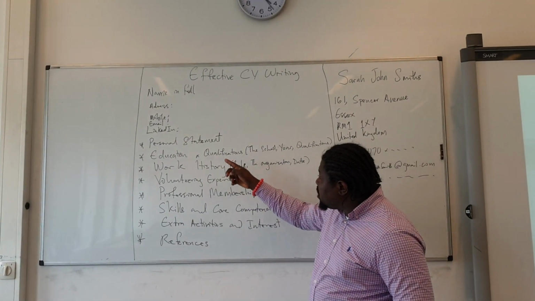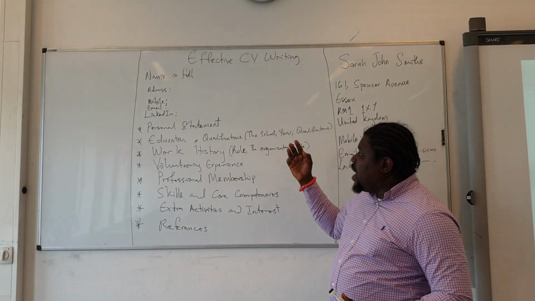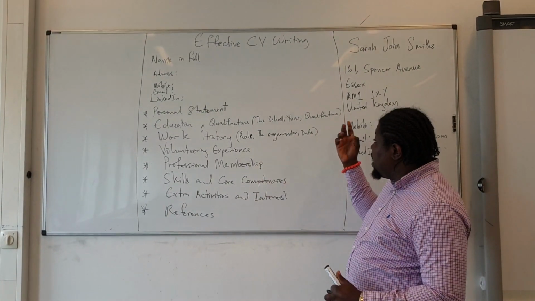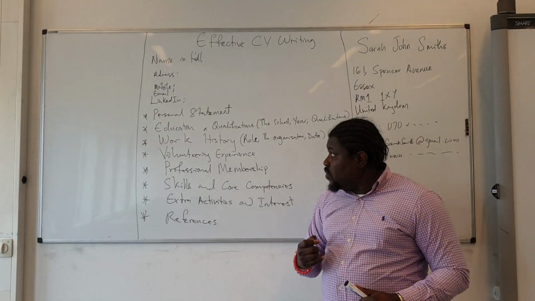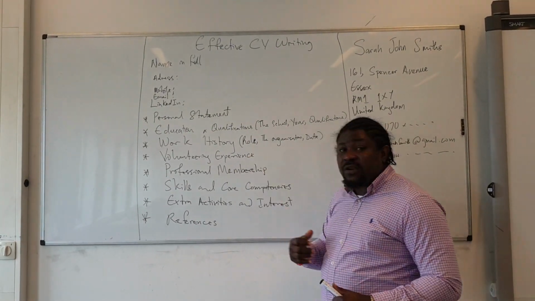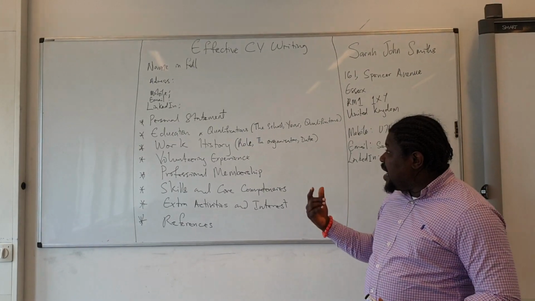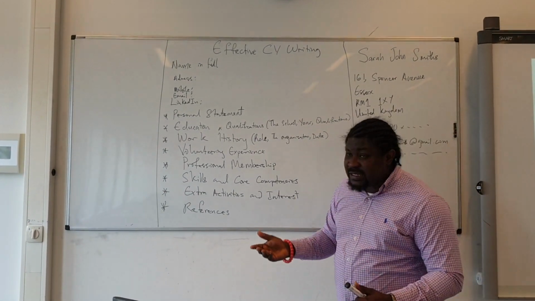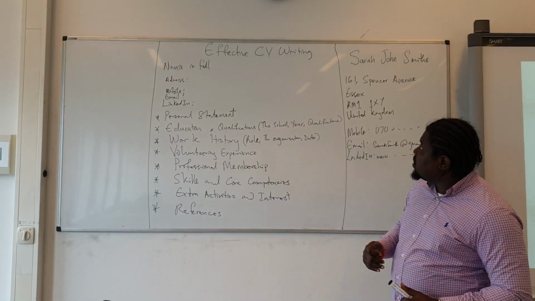Educational qualifications will be a heading, and under it you will write about each school, the year you attended that school, and the qualifications you got from that school. Okay? Work history is another sub-heading, and under that one you would write about the role, the organization, and the date, and so on and so forth.